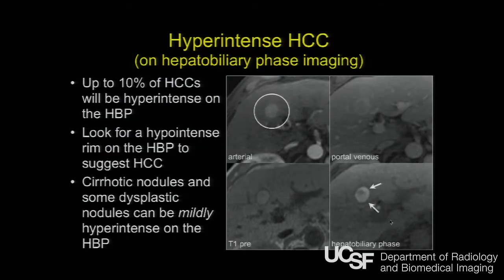Here's an example of a hyperintense HCC. I don't think everyone's always aware that HCCs can be hyperintense, but this is an HCC, right? Arterial phase hyperintensity, it becomes isointense in the portal venous phase, has a slight capsule, and then we have a hepatobiliary phase hypointense rim that surrounds this hepatobiliary phase hyperintense lesion, okay? Classic appearance of a hepatobiliary phase hyperintense hepatocellular carcinoma.